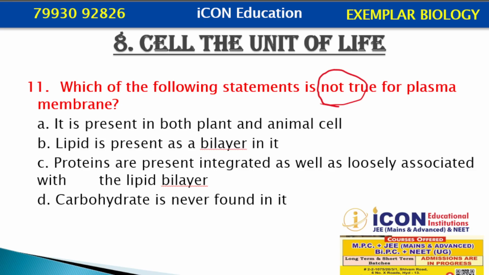Another question can be framed here. Which part in the cell is structurally similar in both prokaryotes and eukaryotes? Then the answer is plasma membrane. Plasma membrane is structurally similar in both prokaryotes and eukaryotes.